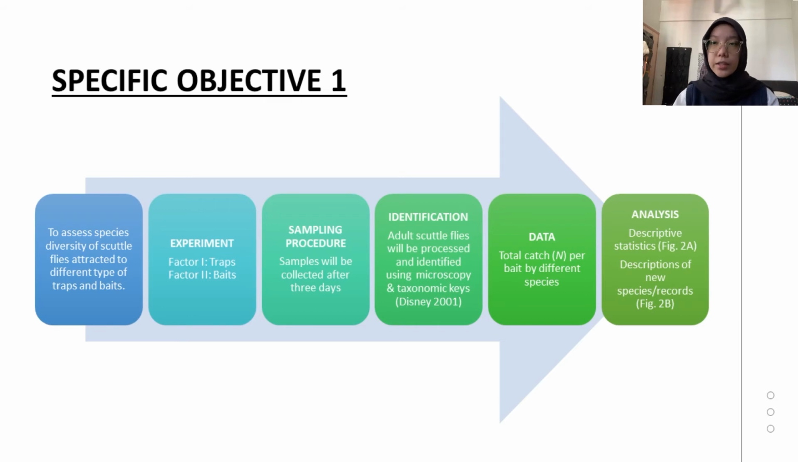Next, identification of sample will be performed on the adult scuttleflies by dissecting the specimens and mounting them on slides. The species identity will be determined by using microscopy and taxonomic keys. The data of total catch per bait according to species will be collected and analyzed by using descriptive statistics. If there are any new species on records, they will be described according to taxonomic methods.